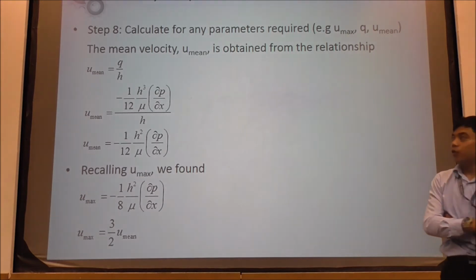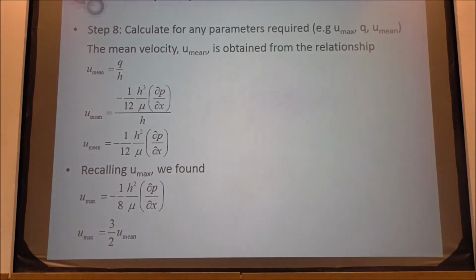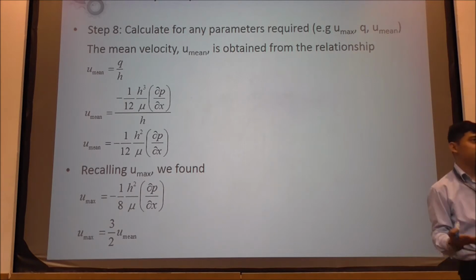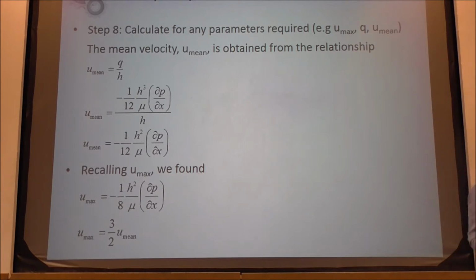Once you get your flow rate, you can get the mean velocity just by dividing those. Because when you take the integration, it becomes meter square per second, right? If you integrate with the distance, with the height, then it becomes meter per second, which means that one is your mean velocity. Your mean velocity will be different from the maximum velocity, and it will be different from the velocity at some point. It can be the same, it can be different.